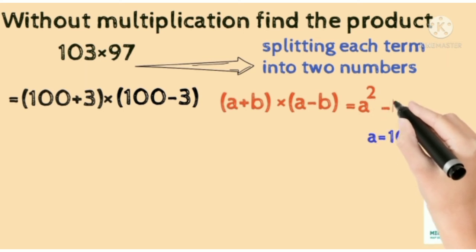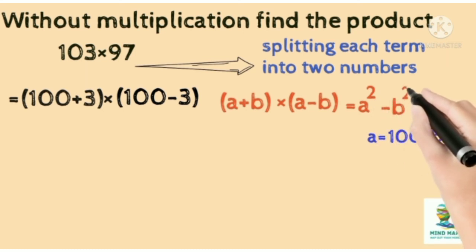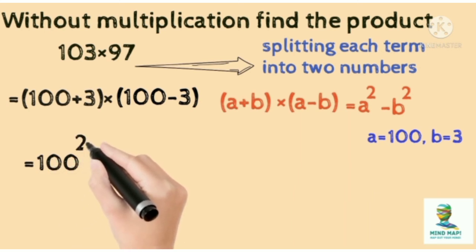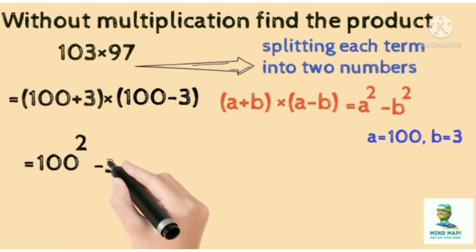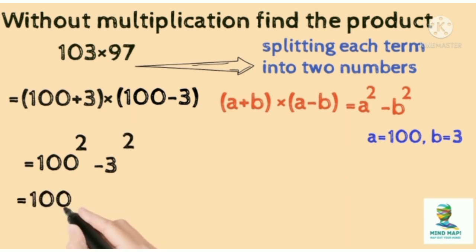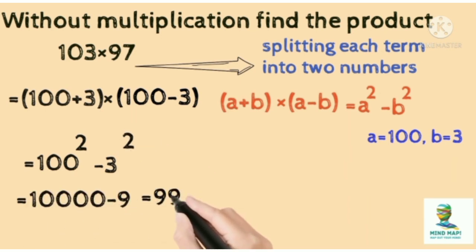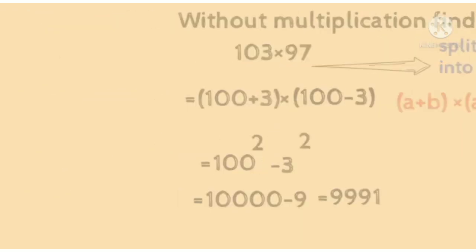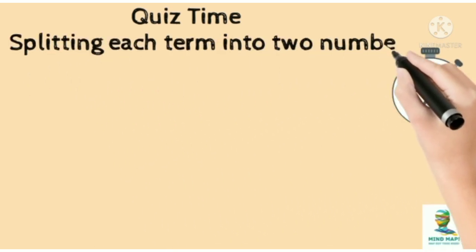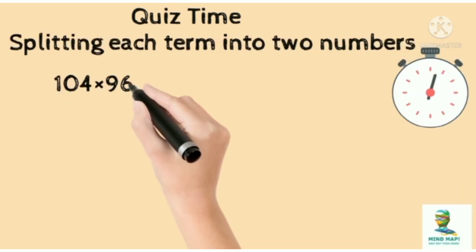Next part is substituting the values of a and b in the formula. So the formula is a square minus b square. In the place of a square, I substitute 100 square, minus b square, I substitute 3 square. So 100 square gives me 10,000, 3 square gives me 9. Together that makes 9,991.